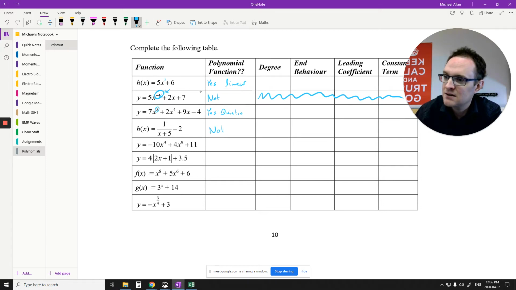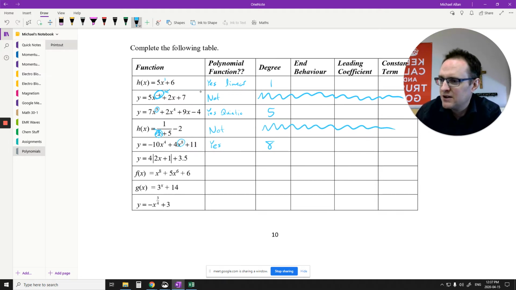This one is not, because you notice that this x is in the denominator. That's not a thing for polynomials. This one is. Yes, it is. It's an octic one. You can see the highest degree is 8. Let me put that there. I'm going to put this here, and this one's a 1. Okay.